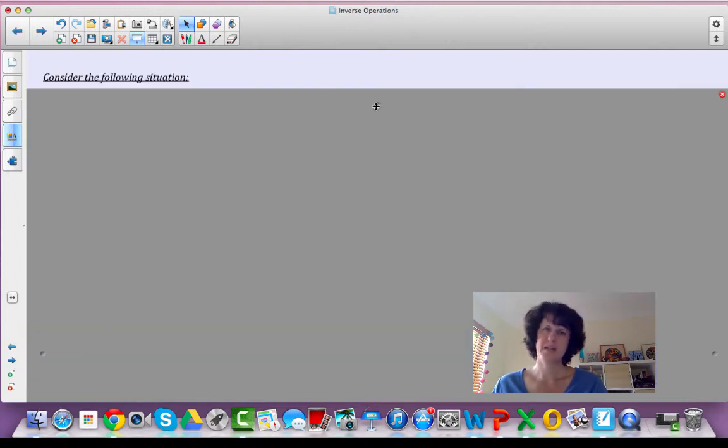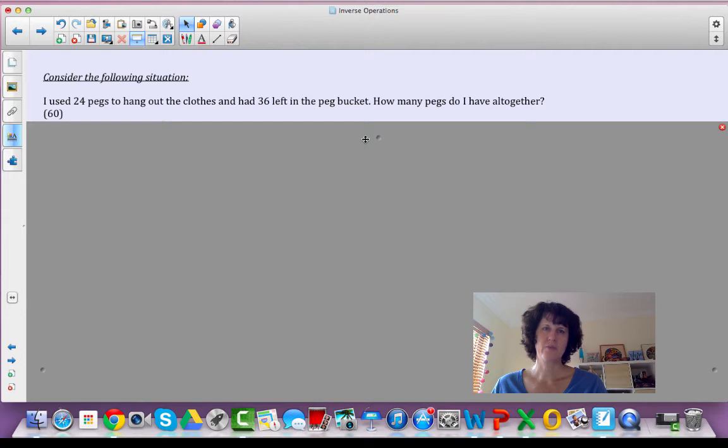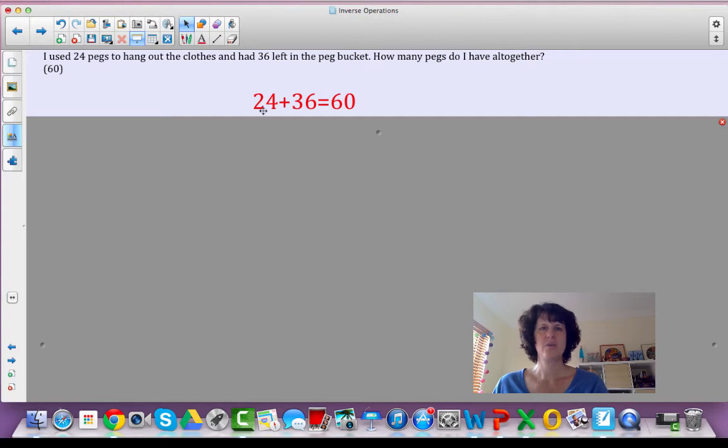Here's a worked example for you with a problem. I used 24 pegs to hang out the clothes and had 36 left in the peg bucket. How many pegs do I have altogether? Well, let's write it down. 24 plus 36 gives me 60 pegs.